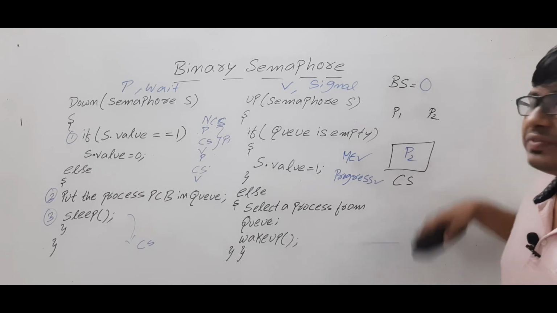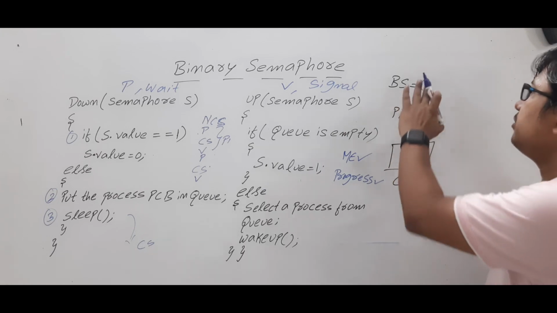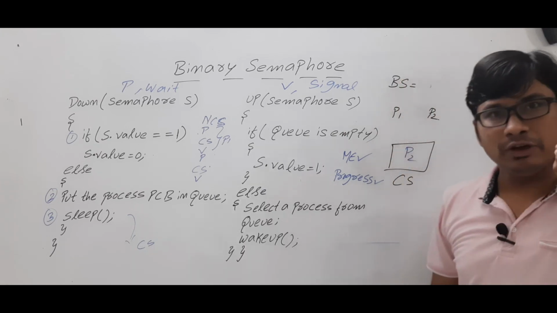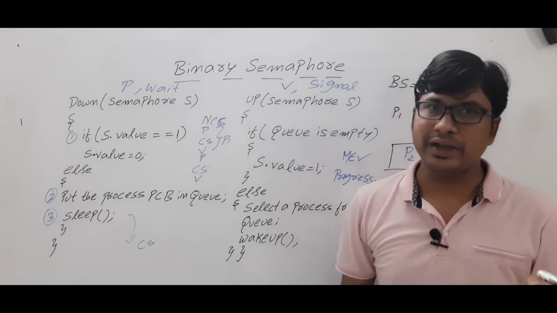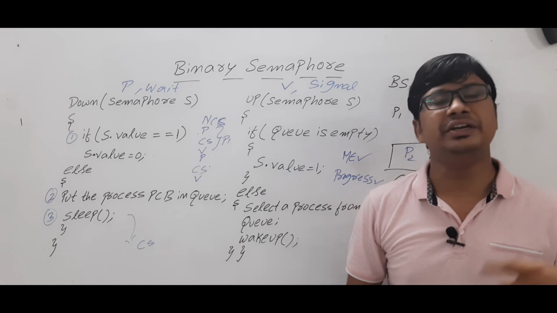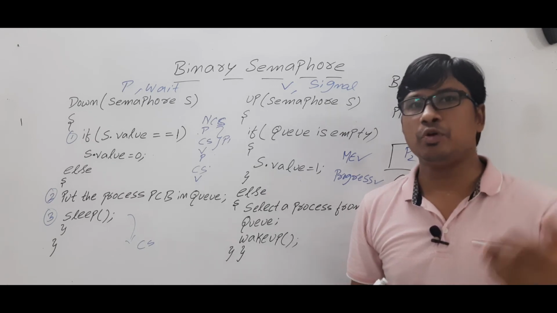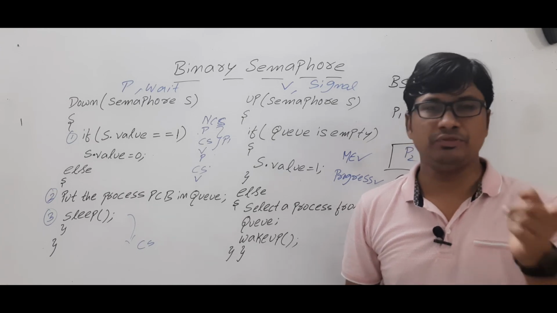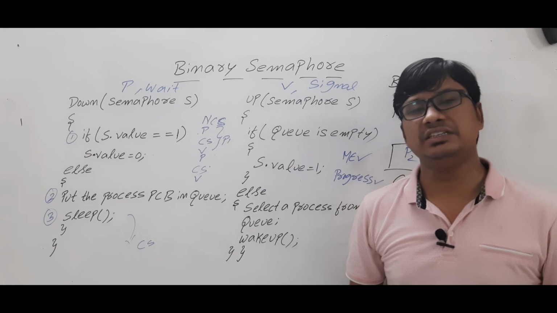And remember one thing: in the entire discussion, the binary semaphore was never a negative number. It will be either 1 or 0. Is it clear? If it is 1, then I can say that the critical section is vacant. If it is 0, the critical section is occupied. It will never be a negative number. There is a possibility of a negative number in the counting semaphore. In the binary semaphore, we will never get a negative number.